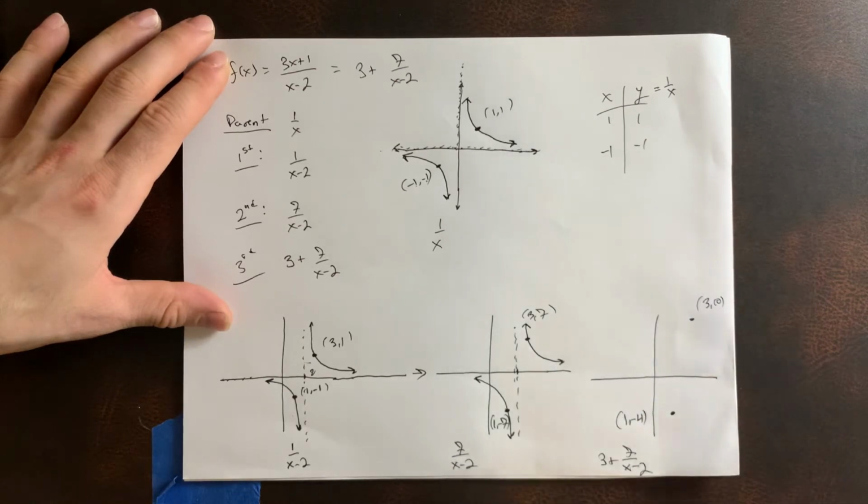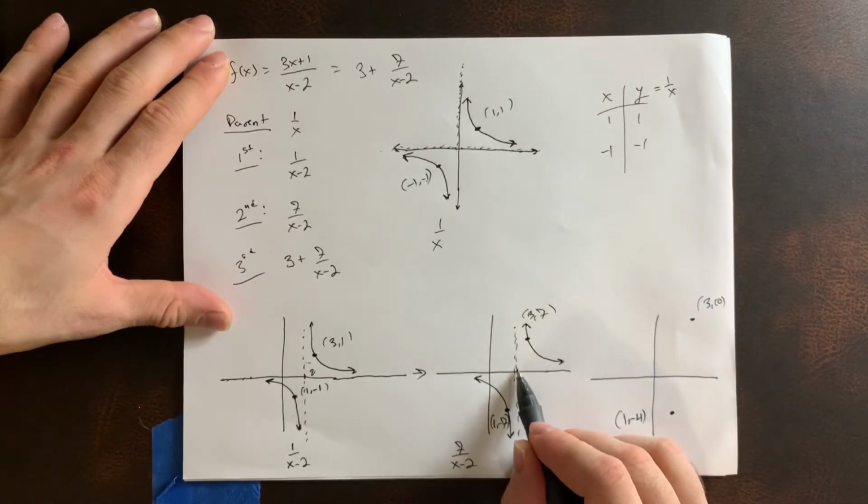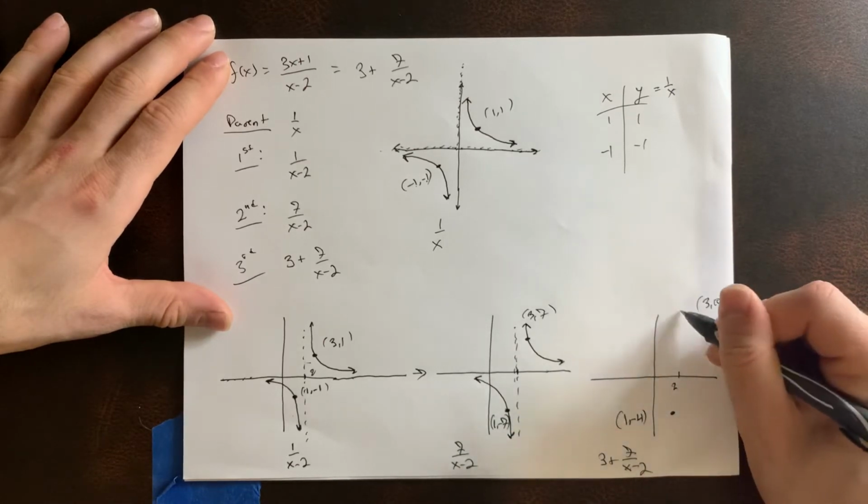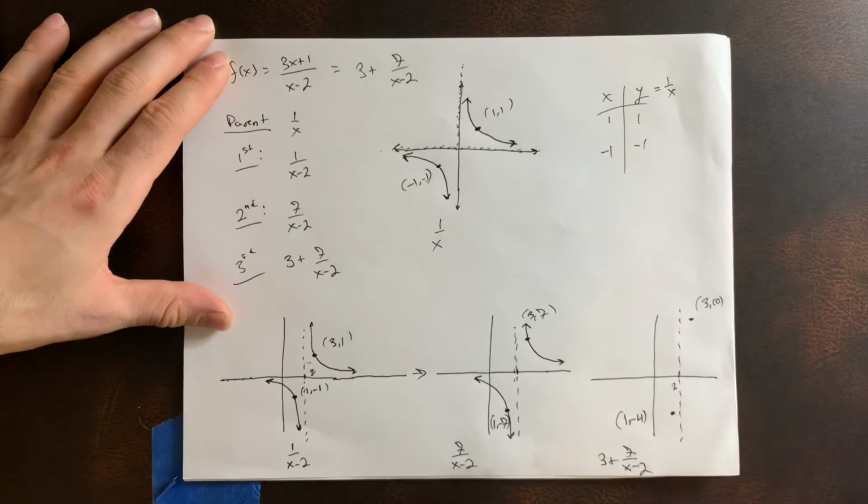Okay, we're adding 3 to all the y values on this one. The x values aren't going to change. This line's not going to move to the left or to the right, so this line's going to stay the same. Here's our line at 2. We still have that vertical line going through that one.